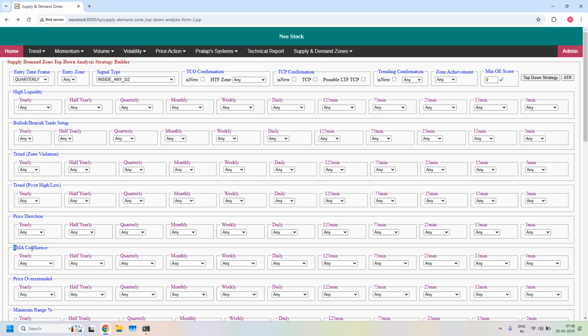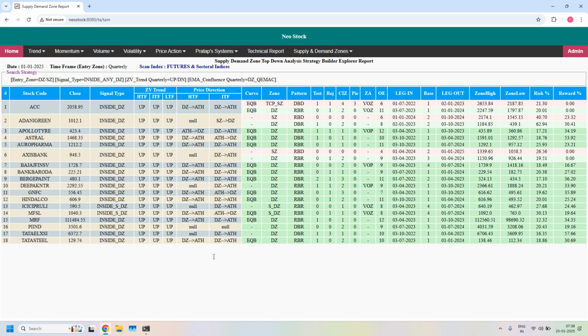So I am setting the filter EMA Confluence on the quarterly time frame for the quarterly demand zone having quarterly EMA Confluence. During EMA Confluence, the trend on quarterly should not be sideways. It can be up or down. So we got 18 stocks. Now the list is down to 18 stocks. All these 18 quarterly demand zones are having quarterly EMA Confluence.